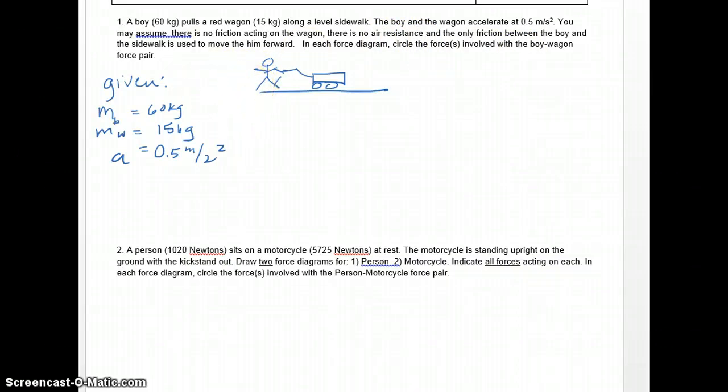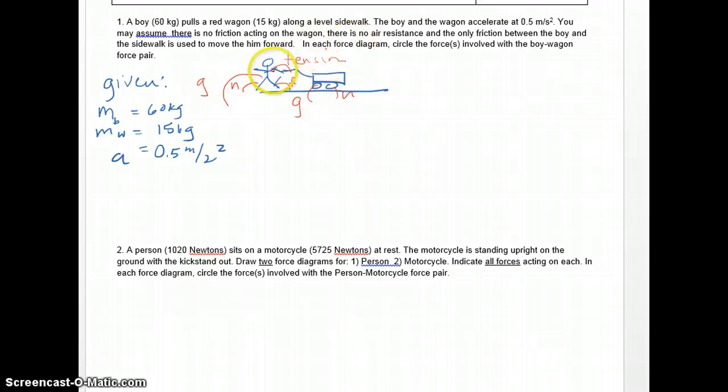So let's go ahead and I'm going to change colors and create some force pairs. I know there's normal force between the boy and the floor. I also know there's gravitational force between the boy and the center of the earth. Over here there's tension force between the boy and the wagon, and I was just told there was also frictional force. For the wagon, which is your second object of focus, from the wheels to the ground there's a normal force. There's also a gravitational force between the earth and the wagon, and there's the tension force. I was told there's no frictional force.